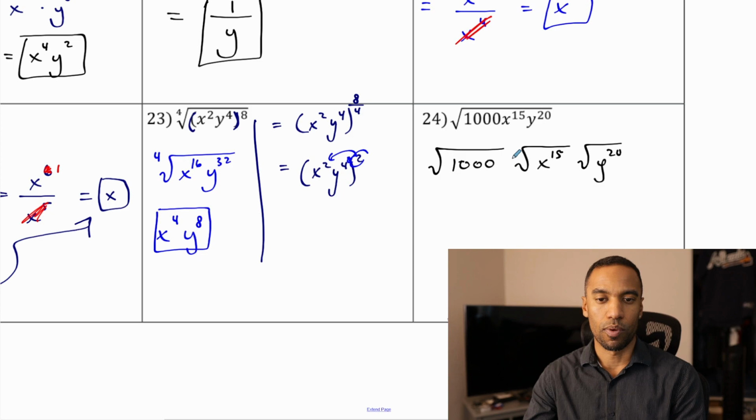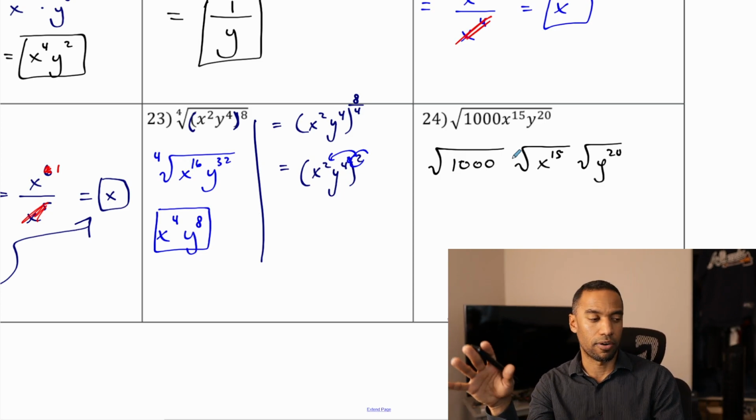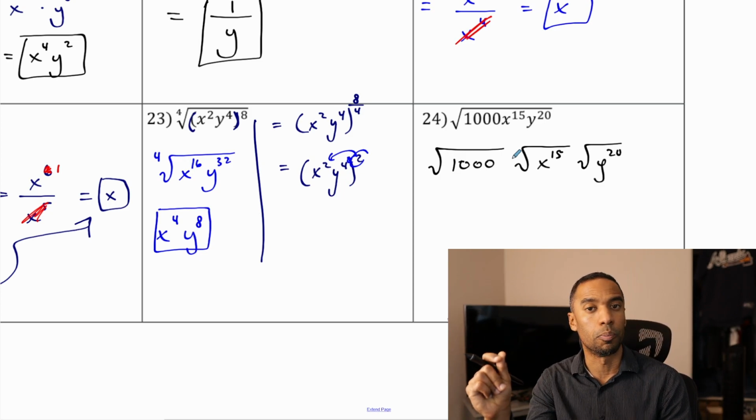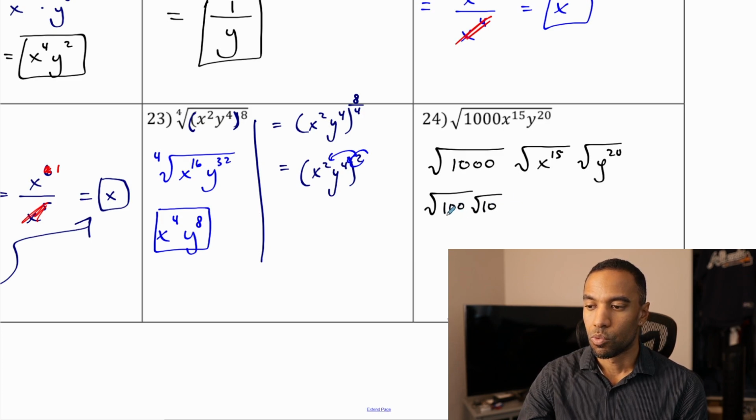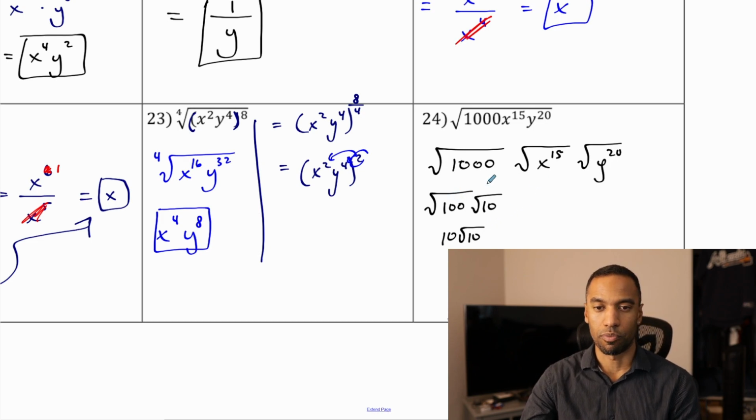Let's start with the square root of 1,000. Now it's not a perfect square. It's not just a single number and boom. The largest perfect square I can pull out is 100, and there's still a 10. The square root of 100 is 10, so I have 10 root 10 from the square root of 1,000.